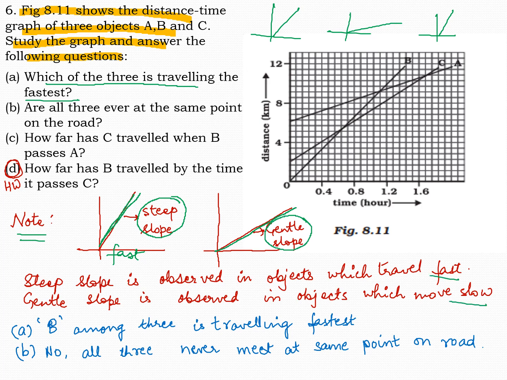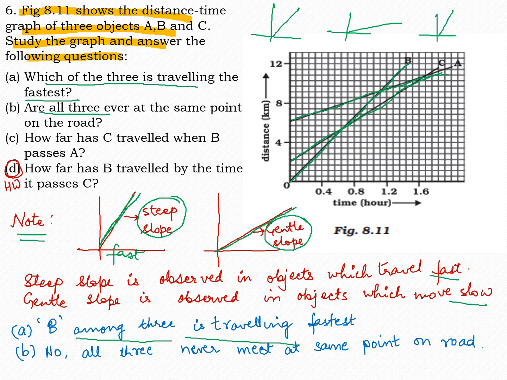So if you see all the figures properly, this is also kind of a gentle slope, which is covered by A. Even C has a kind of gentle slope. If you see the figure, B has a steep slope in comparison to C and A. So we will say that B among the three is traveling fastest.